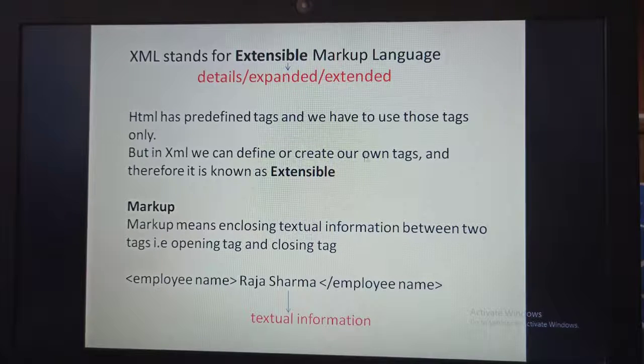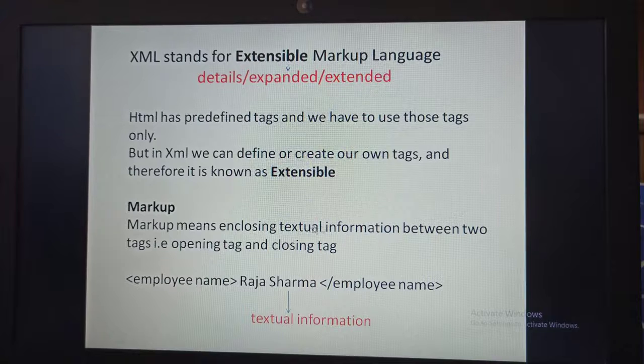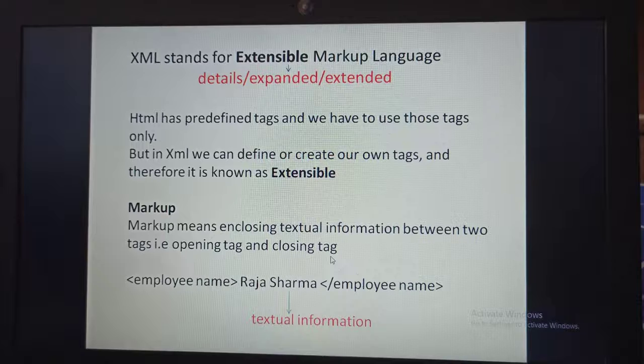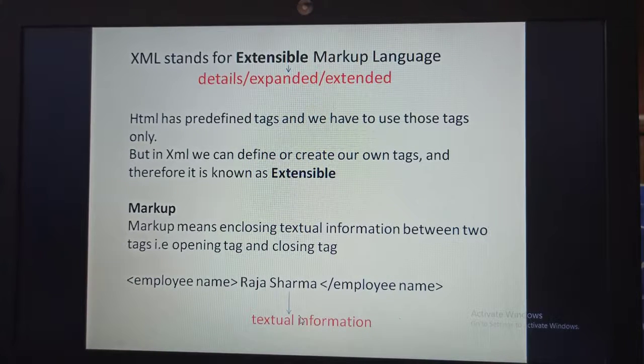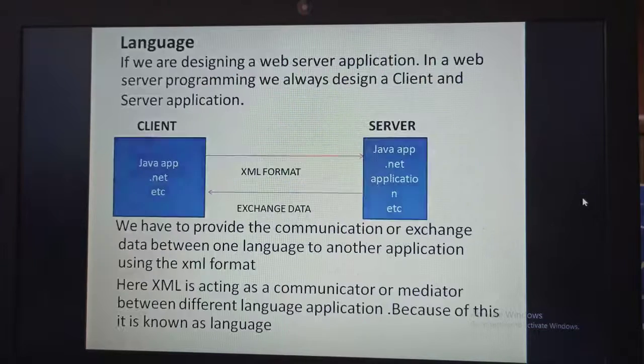Next is markup. What does markup mean? Enclosing textual information between two tags is known as markup. That is opening tag and closing tag. For example, employee name is the opening tag, Raja Sharma is the textual information, /employee name is the closing tag. So, markup means enclosing textual information between two tags.